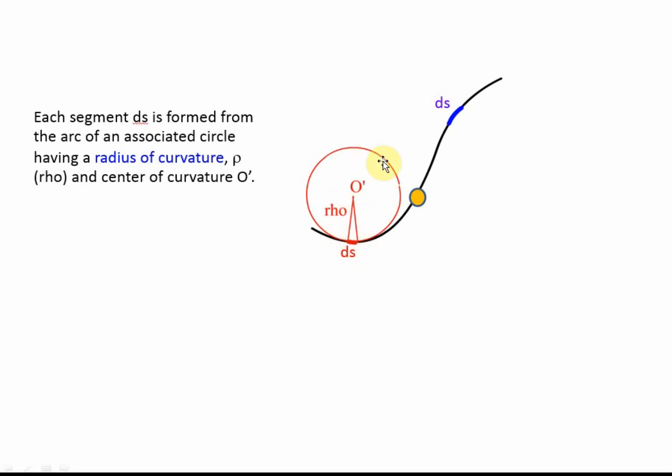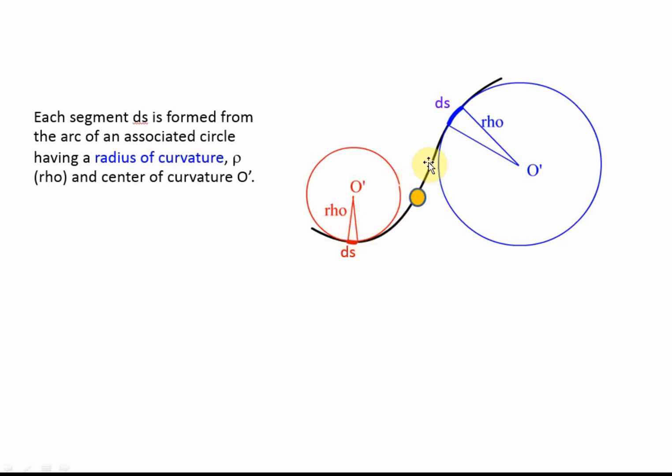Okay, so like shown here, this small ds is a part of this circle, right? If you think about it, ds is very small. And then in here the curvature is a little bit different. This is more slowly changing. So this ds as well is part of another circle that has a different rho. Okay. So we just imagine that as the object moves, this rho, the radius of curvature, keeps changing.